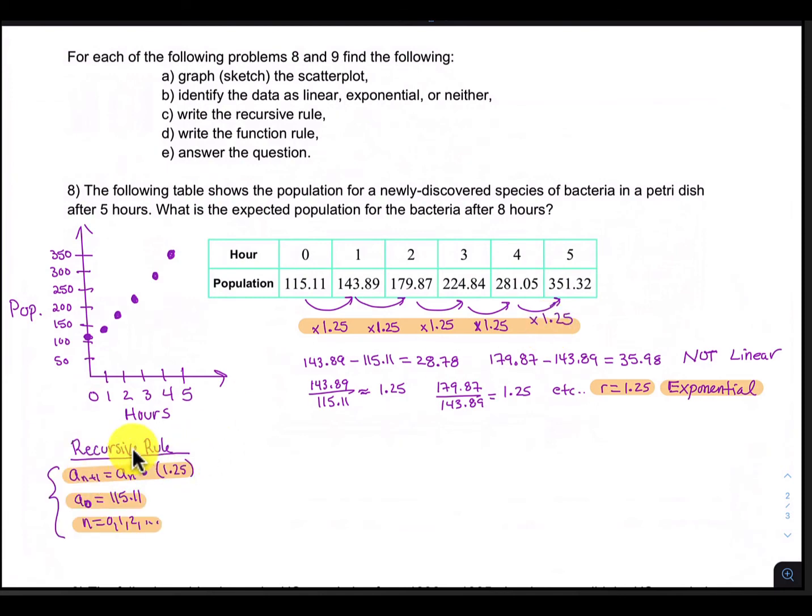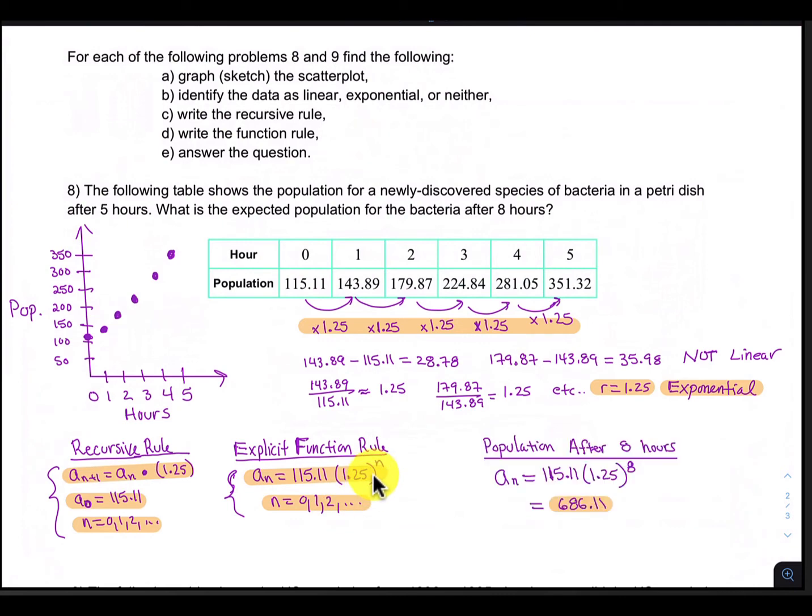Now we want to write the recursive rule. The recursive rule is a sub n plus 1 equals a sub n times your common ratio of 1.25. We state that a0 is 115.11, and that n goes from 0 to 1 to 2, etc. Next, we'll do the explicit function rule, and that's a sub n equals the first term, a0, which is 115.11, multiplied by the common ratio of 1.25 raised to the power of n. And then include that n is 0, 1, 2, etc.